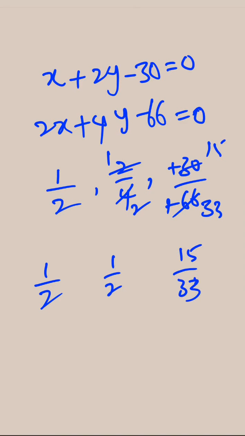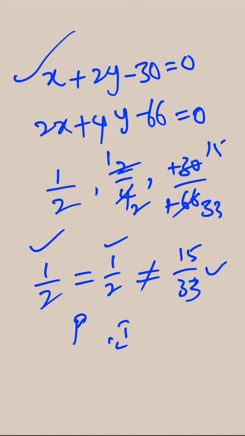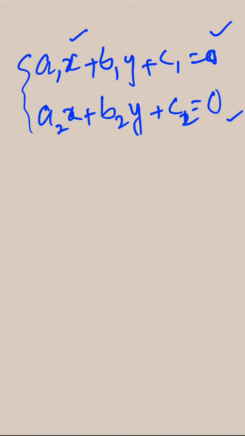And now compare it. a1 by a2 is equal to b1 by b2, these two are equal and they are not equal to this. So c1 by c2 is not equal to this one and this one. That means it is satisfying the condition a1 by a2 is equal to b1 by b2 is not equal to c1 by c2. That's the reason the given two lines are parallel lines, inconsistent lines and independent lines. These all come under this one only.